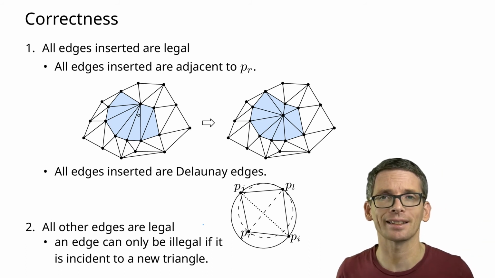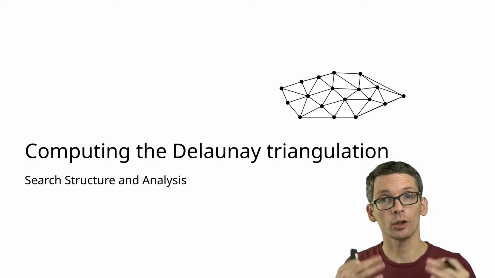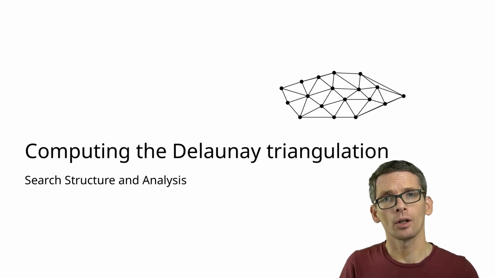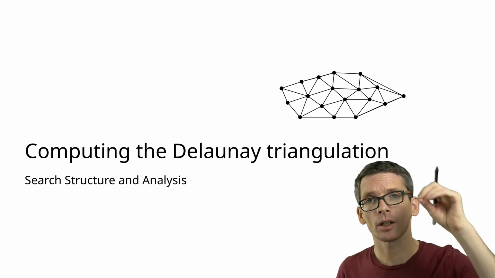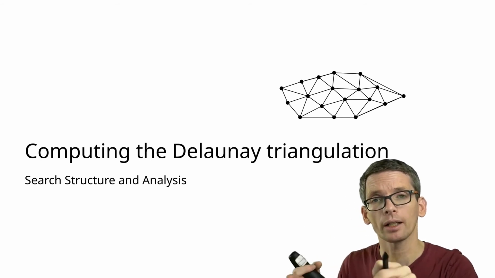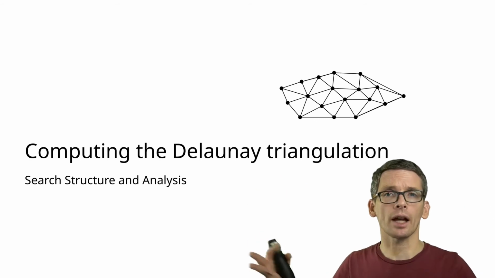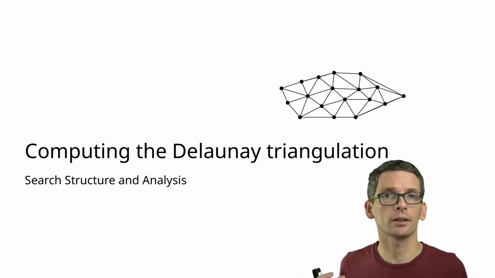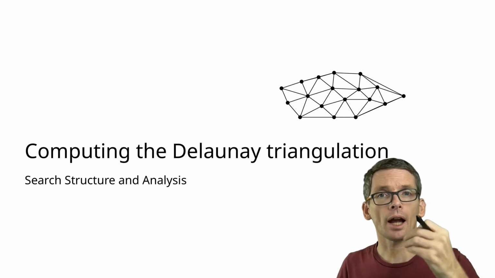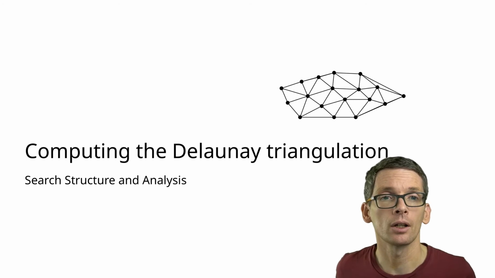We are in the midst of computing the Delaunay triangulation using a randomized incremental construction. We've seen how to update the Delaunay triangulation when I have a point and I know which old triangle it falls into. What we haven't talked about yet is A, how do we initialize this big triangle at the beginning? B, how do we find the triangle that contains a new point? And for that we are going to need a search structure.